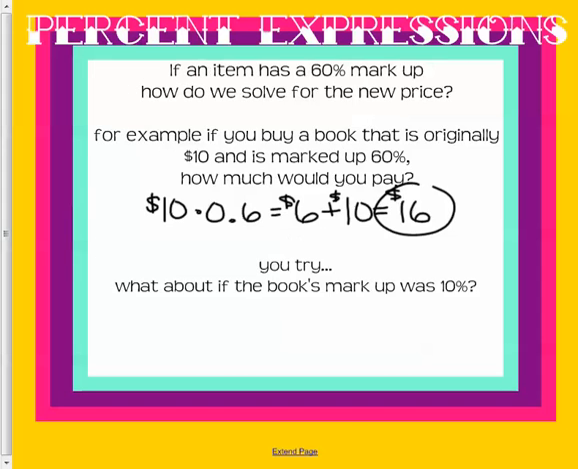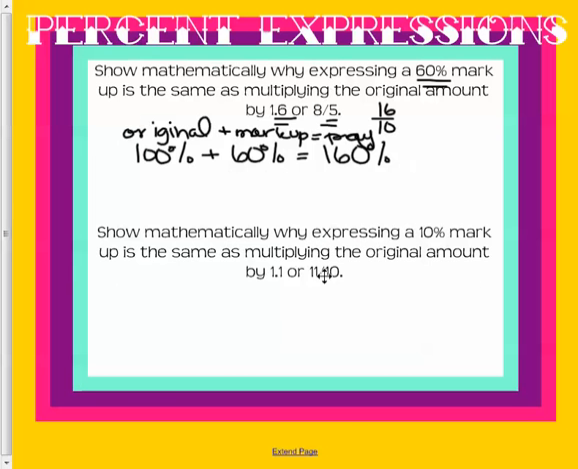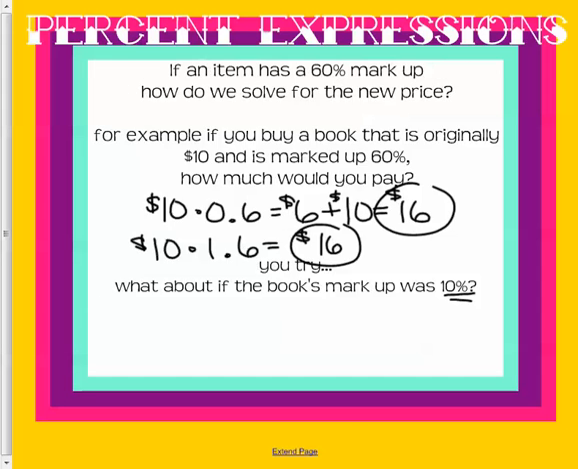So when we go back over here, if I took $10 times 1.6, I would get $16. Okay, you try this one. What if a book's markup was 10%? Go ahead and try it, and then I want to see if you can prove that that is the same as multiplying by 1.1, which is the same thing as multiplying by 11/10. All right, I'll be back in just a second to show you what I did.